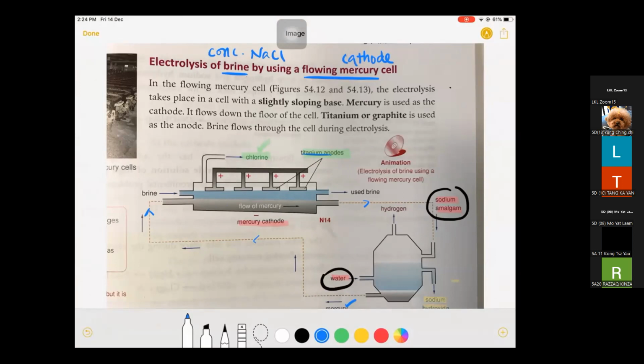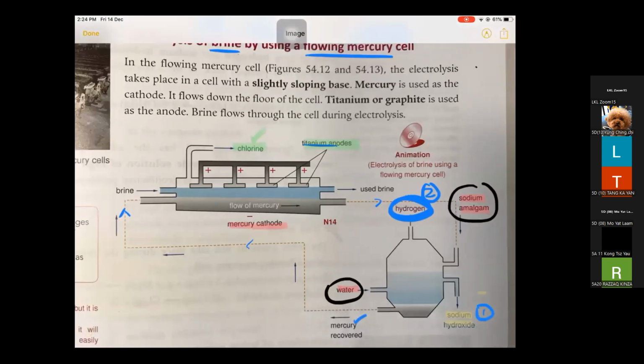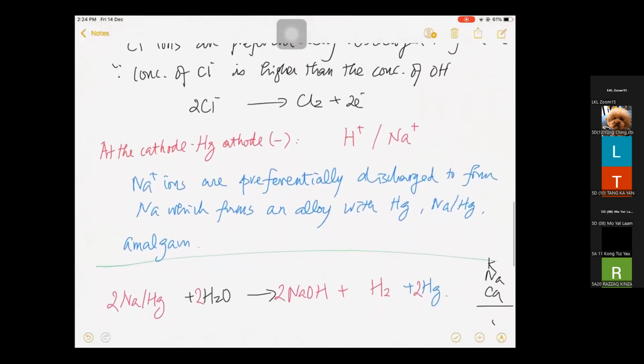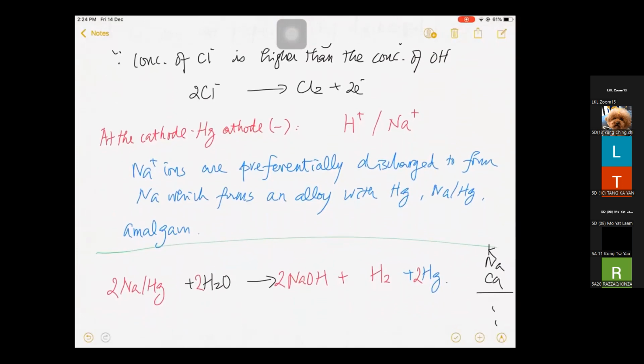Now, let's look at the product formed inside the tank. The first product is sodium hydroxide. Look at this one. The second product is hydrogen. Hydrogen gas is produced as a result of the electrolysis of brine solution, which can be used as the material for the Haber process.